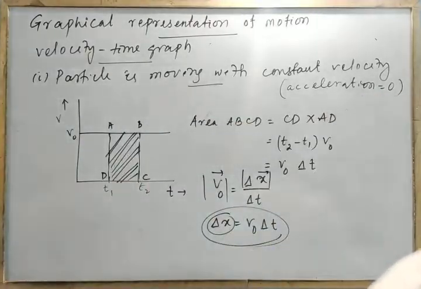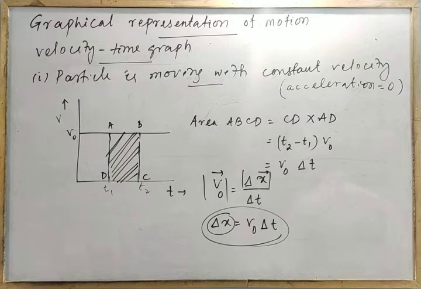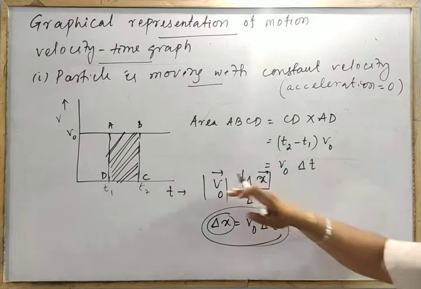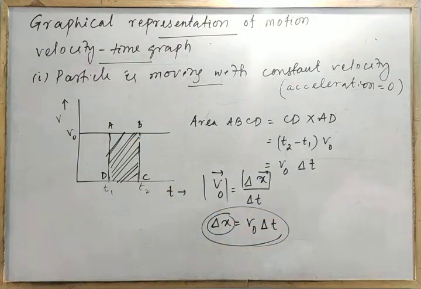Is that clear? So the area between the velocity-time graph and the time axis gives the displacement of the particle here.